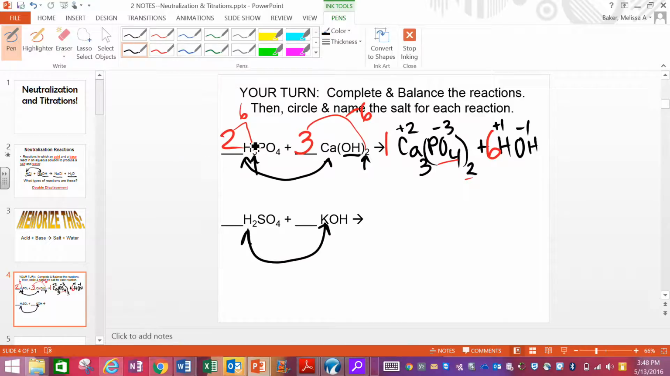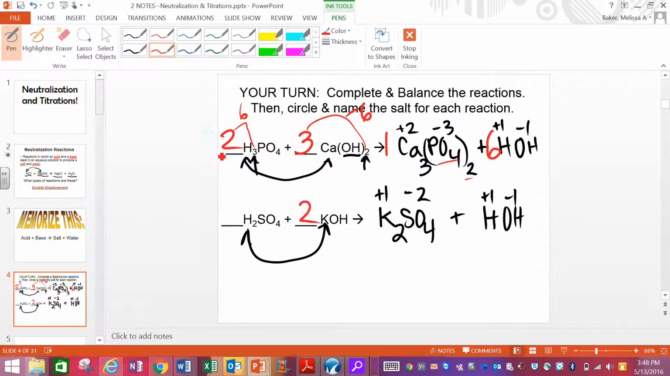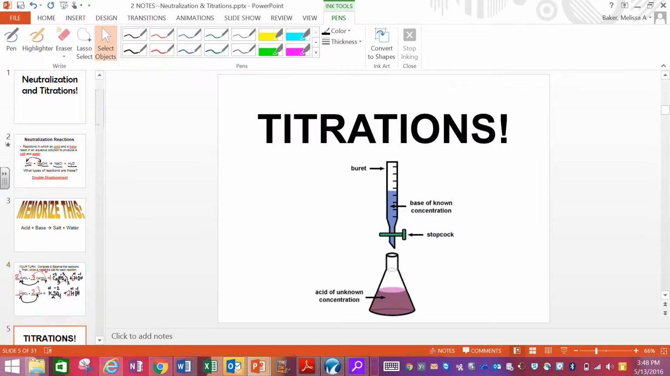Another double displacement reaction. Now K, which has a +1 charge, check your periodic table, is with the sulfate, which has a -2 charge. So that forms K2SO4, and guess what? HOH, H2O. Now we need to balance it. We've got K2, 2K, there's 2 H's plus another 2 H's. That makes 4 H's, so we need a 2 out front on that one as well. All right, ready to move on.